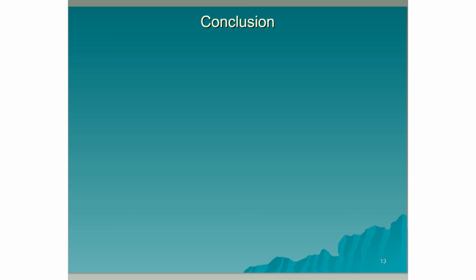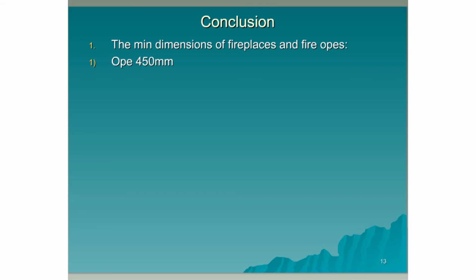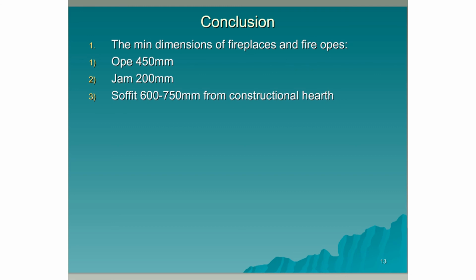In conclusion, the minimum dimensions of fireplaces and fire opes are as follows. A fire ope should be at least 450 mm wide. The jamb on either side of the fire ope should be at least 200 mm thick. The soffit of the fire ope should be 600 to 750 mm from the constructional heart, usually placed on top of 3 doubles and 1 single course.